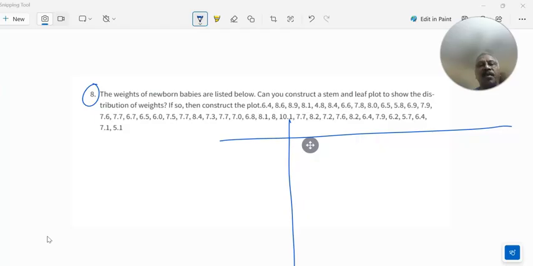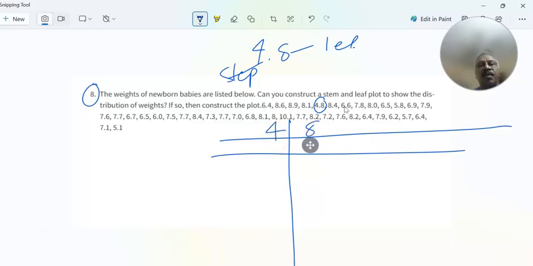Now, for this, we'll have to check. The minimum starts with 4. Is there a 4.8 somewhere? Yeah, see? So you have to be very careful. If it is 4.8, this will be the stem and this will be the leaf. So we'll put a 4 here and 8 there. Then for 5, we have to look up where the 5s are here. There's only 1 here. So 8 goes here. It goes with 6.